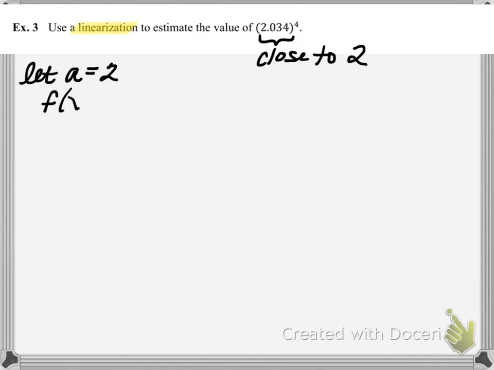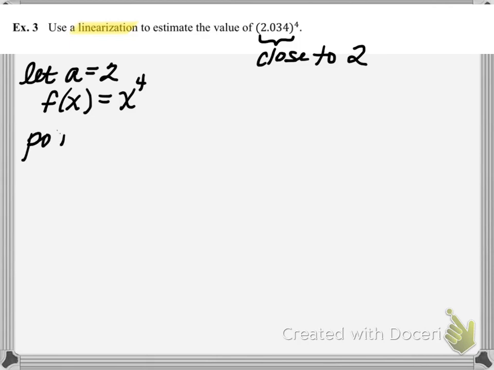So we'll start with the fact that 2.034 is very close to 2. Because that's close to 2, we're going to let our a value equal 2. And then we're raising this to the fourth power, so the function we're going to be analyzing is x to the fourth power. Our goal right now is to write the equation for a tangent line to the curve f of x equals x to the fourth at the point where x is equal to 2.